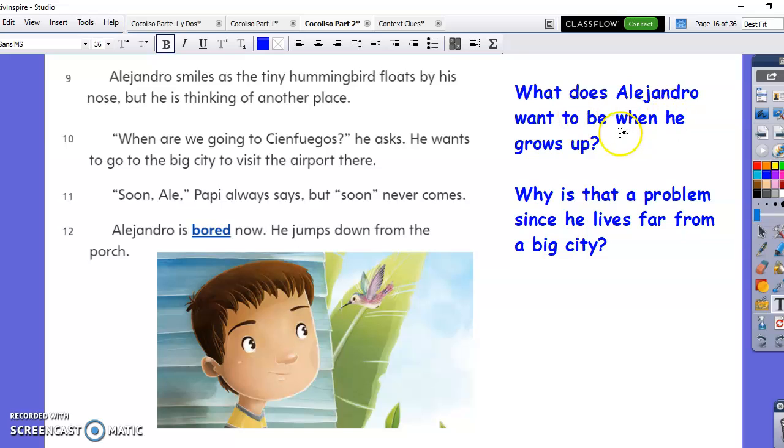What does Alejandro want to be when he grows up again? Here's where he wants to go to Cienfuegos. He wants to see the airport. That's a problem because where he lives, there is no airport. There's hardly even any buildings or roads. So he's bored, even though there's all these awesome things going on in the Ciénaga. He's bored.